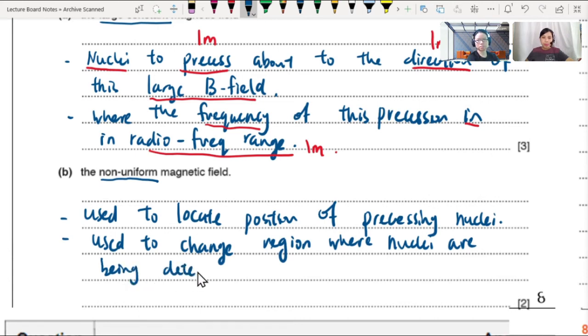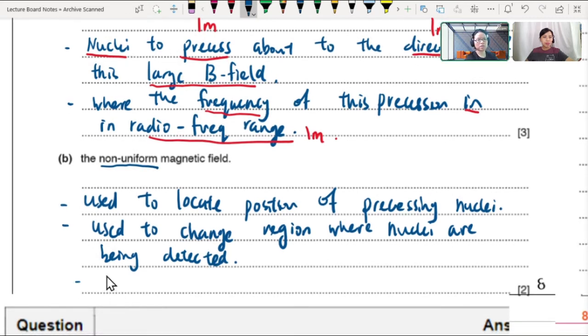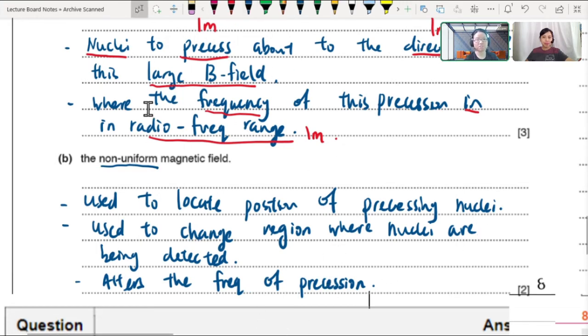Okay, and it alters the frequency of precession because it is also another secondary magnetic field. So it causes that gradient or the different types of picture. Just like shining a light in your face will change the light intensity, this will alter the frequency of precession of the main magnetic field. So yeah, something like this, about 5 marks. Any 2 of these points is okay. Nice.